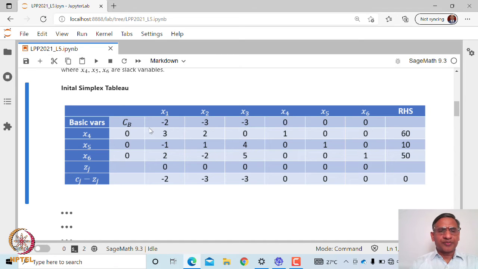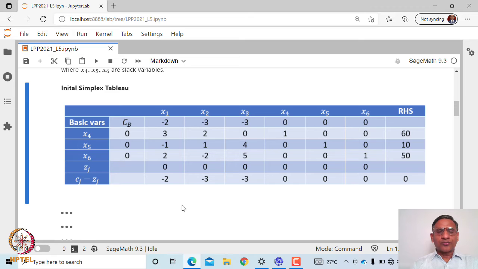So we will consider only the basic variables x4, x5, x6, that is the 3 rows here, and then the top one we will write as x1, x2, x3, x4, x5, x6, and the right hand side, this right hand side we will consider, and the last row, which is the row corresponding to Cj minus Zj.